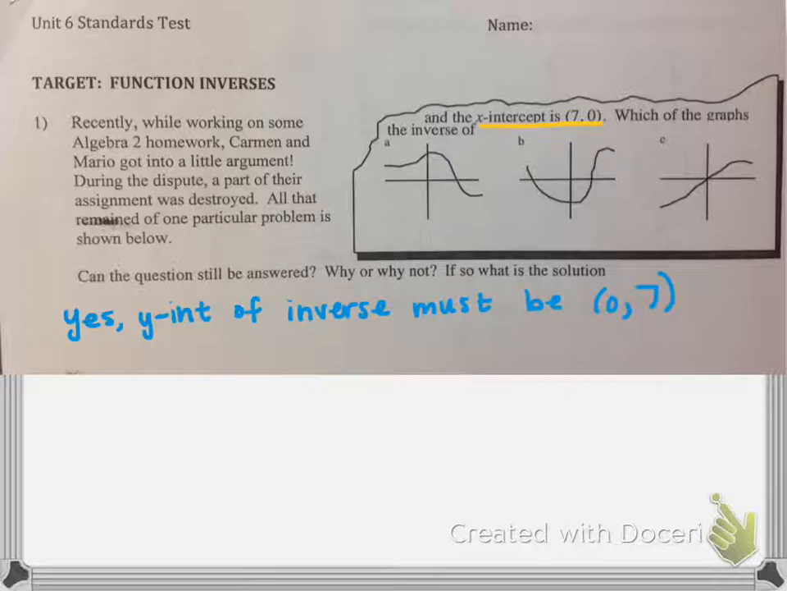Remember, with the inverses, you always switch your x and your y. And so we know, given that, the only one of those three functions that could have a y-intercept at (0, 7) would be function A, and so that would have been the right choice for that one. So that's really all you had to do for problem 1. Let's move on to problem number 2.